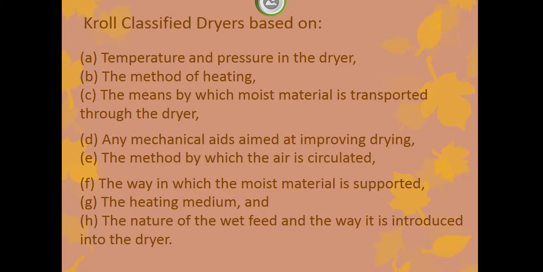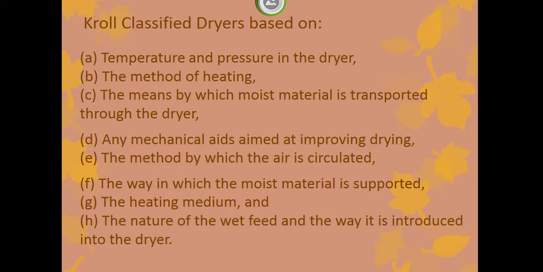And based on any mechanical aids that are designed together with the equipment to improve the drying process, so our dryer can be classified based on that. Then we can also have the dryer classified based on the way air is circulated inside the equipment. Then how the feed, if it is moist, is being supported when it is fed to the dryer, is also a way of classifying a dryer.